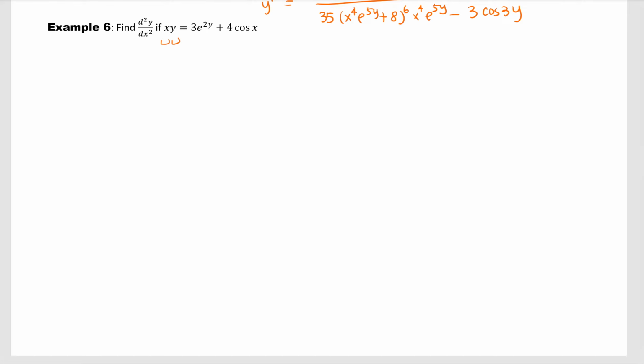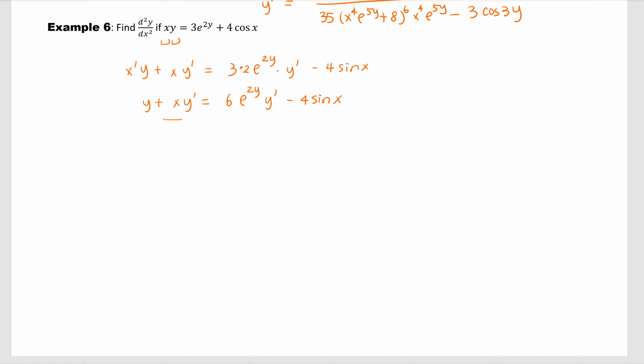So on the left, we have first guy prime times second guy plus first guy times second guy prime. And then the derivative of 3 times 2e to the 2y, but after you're done, multiply by y prime because you're differentiating the y. Derivative of cosine is minus sine x. So far so good, everybody. And let's continue. So x prime is 1, y prime is y prime. This is 6e to the 2y y prime minus 4 sine x.